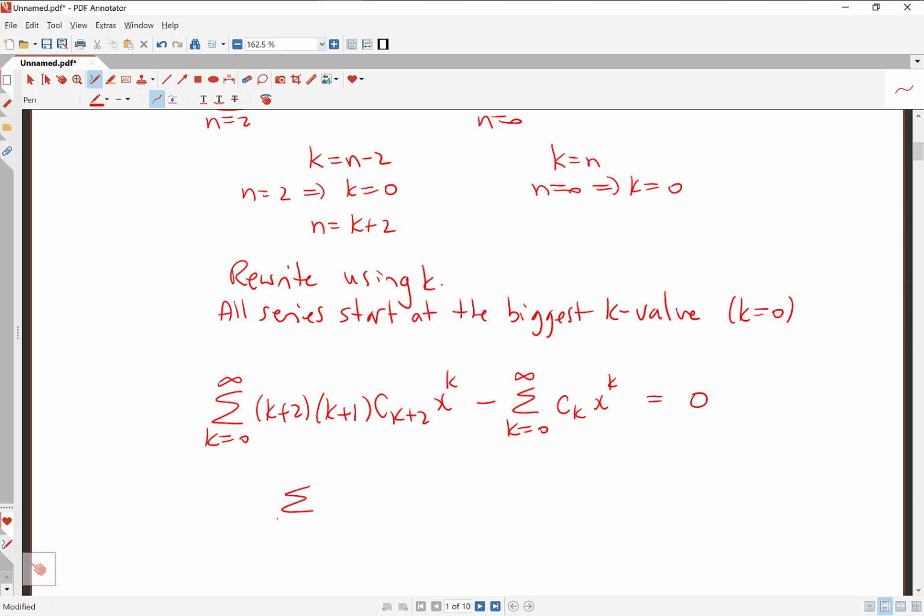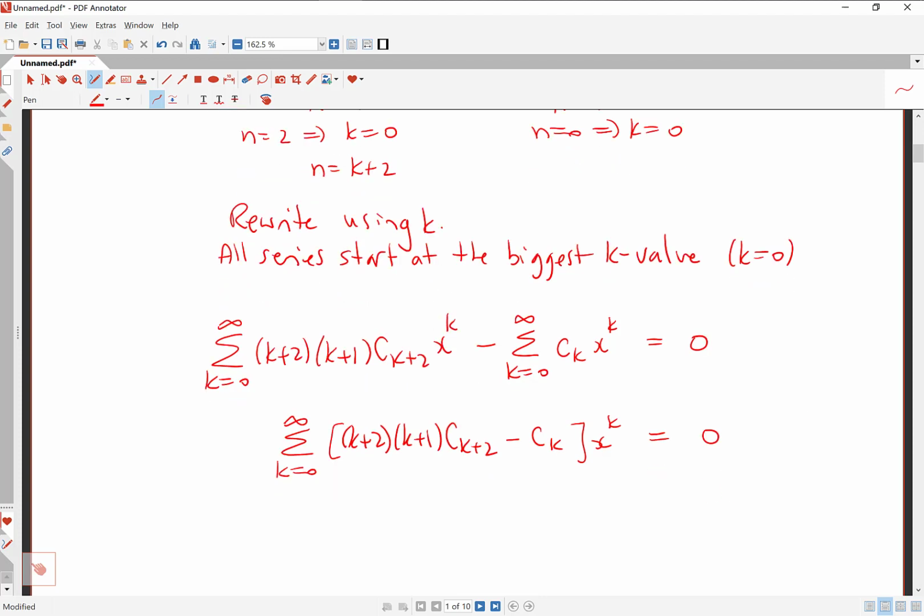So we can go sum from k equals 0 to infinity of, well, we might as well factor out the x to the k because it's going to be in both the terms that we are summing up. So k plus 2, k plus 1, c sub k plus 2 minus c sub k would be what goes in the square brackets here, and that's equal to 0. Now we saw a rule in our first series problem for how to proceed from here.